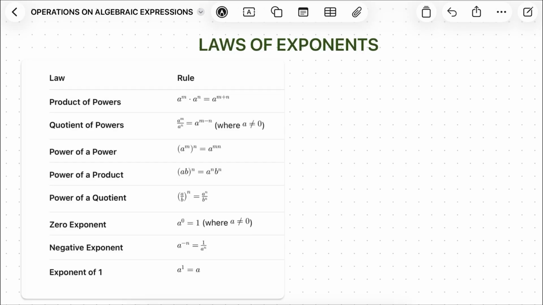In this video, you will be learning about the laws of exponents, which will greatly help you in simplifying expressions with powers. So let's take a look at these laws.